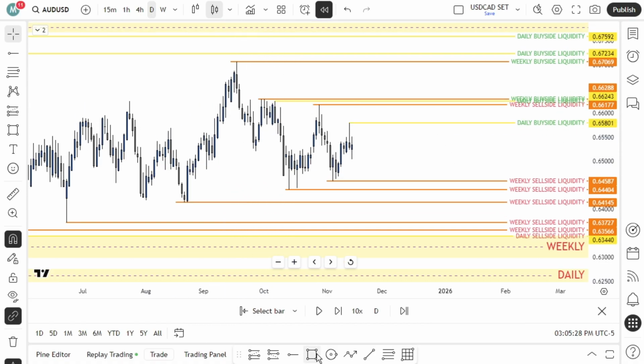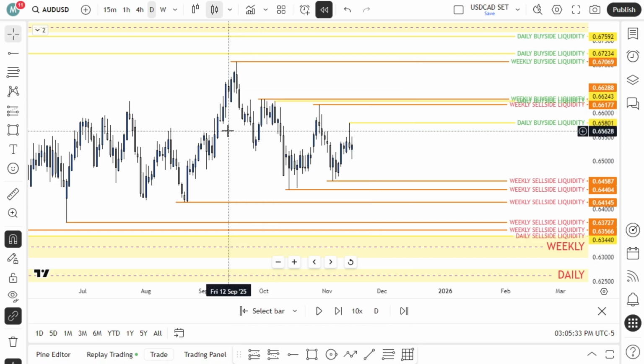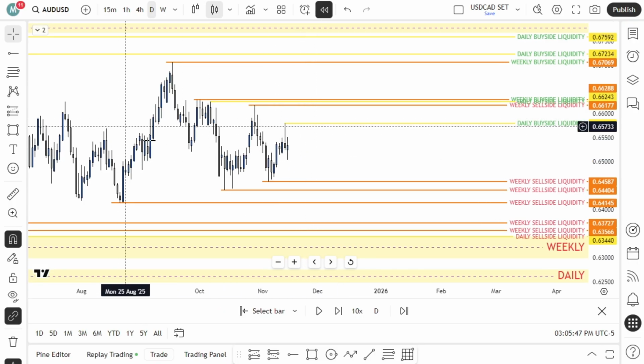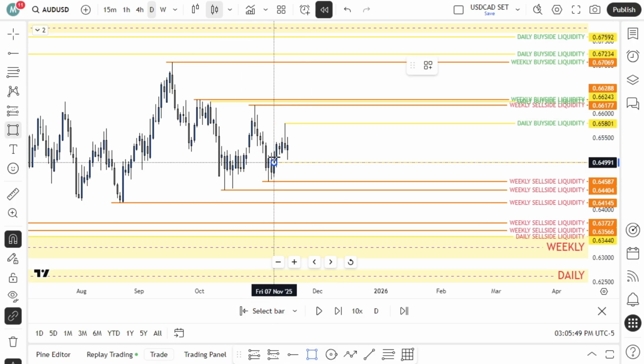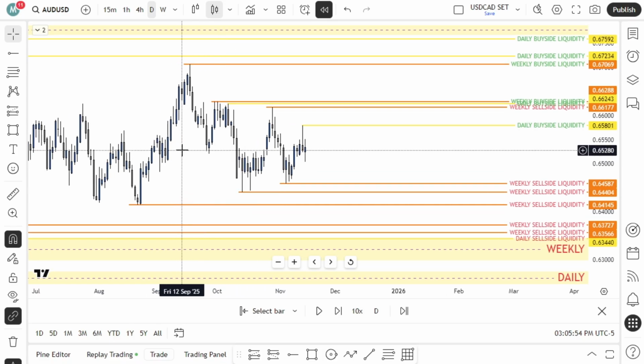And a key reminder that the fair value gaps that we are marking out should not be touched as of yet. Price shouldn't have already tapped into that fair value gap. We only mark out untouched fair value gaps because they are valid areas. All right, that looks like we've got all of the daily areas of interest labeled.